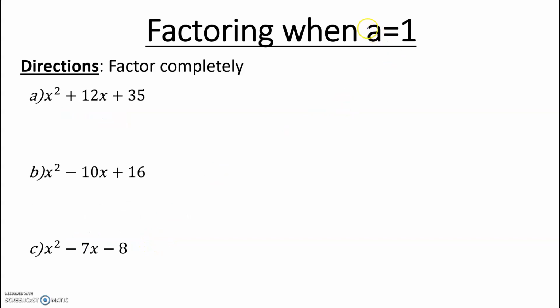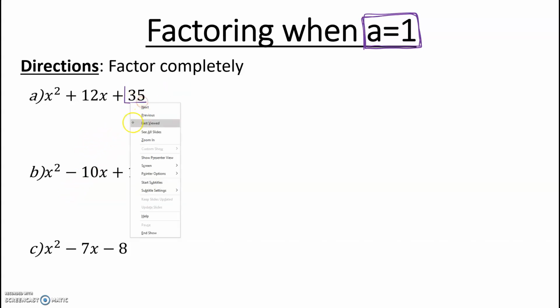Now this is factoring when a equals 1. So remember, in a quadratic, your coefficients are a, b, and c. So a is your coefficient of your x squared, b is your coefficient of your x, and c is your constant. So when a is 1, notice you just have an x squared up front, right? 1x squared.